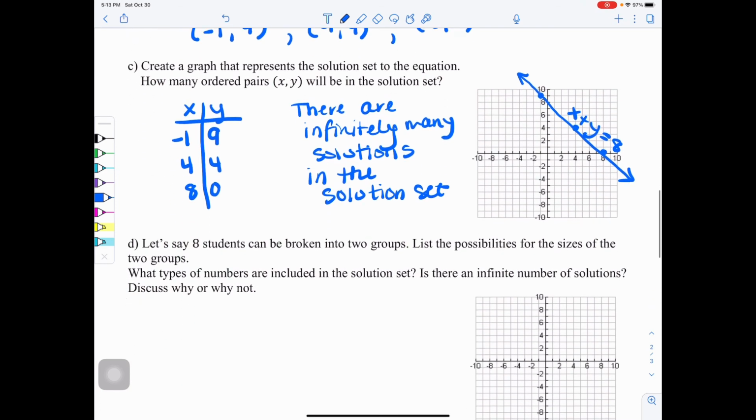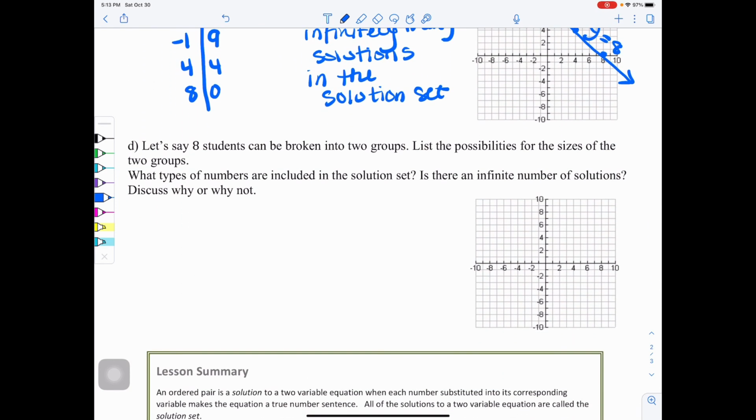Now in part D, let's say 8 students can be broken into 2 groups. List the possibilities for the sizes of the 2 groups. So let's think of some combinations of students we could have. We'll make it, again, in an XY table. So we could have 6 and 2. We could have 3 and 5. We could have 1 and 7. Okay? And we could go ahead and plot those points on the graph. 6, 2. 3, 5. 1, 7.